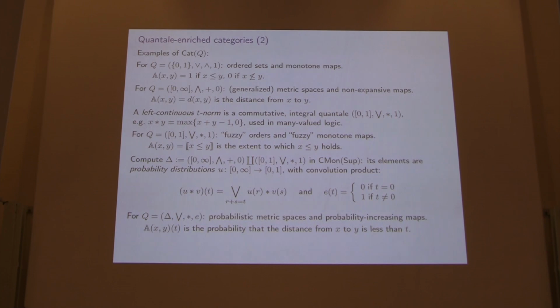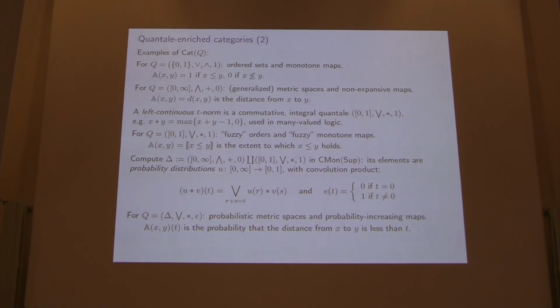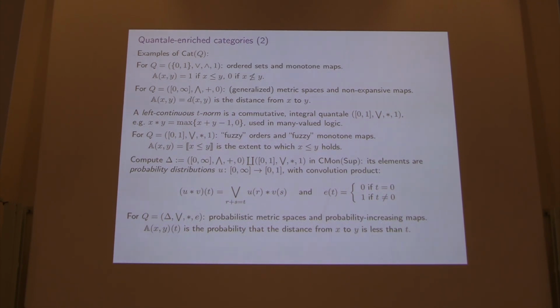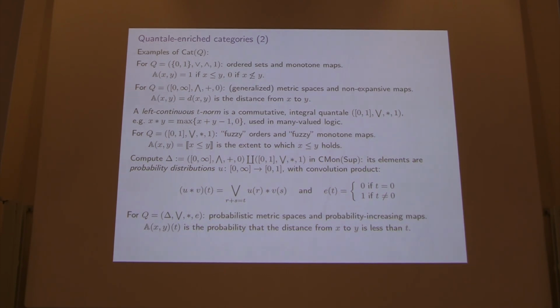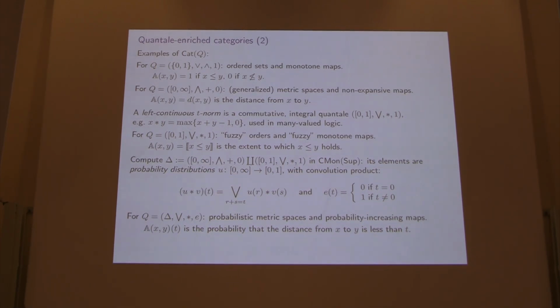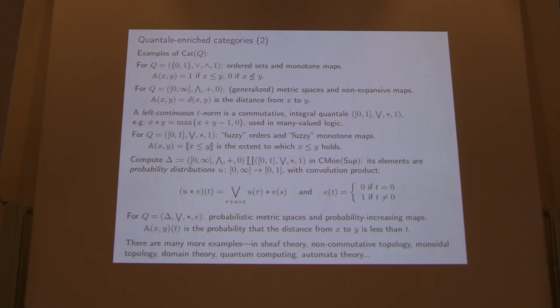If you compute all this, you have this tensor product of these complete lattices, and its elements are actually what people call probability distributions. They are precisely, say, lower semi-continuous functions from [0,infinity] to [0,1]. And the product which is present in this quantale, and this coproduct of this quantale, is a convolution product. Now, if you enrich over this quantale, then you obtain what people have been calling Menger spaces or probabilistic metric spaces. So here the hom of the enrichment is computing the probability that the distance from x to y is less than t. So it's another batch of interesting examples, and there are many more examples where the quantale is not commutative, for example in sheaf theory or non-commutative topology, monoidal topology, and so on and so forth.